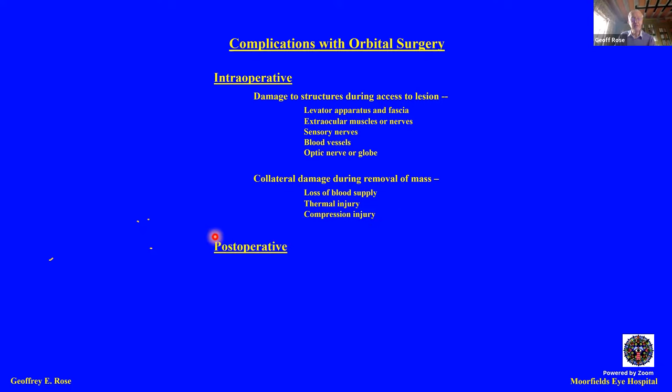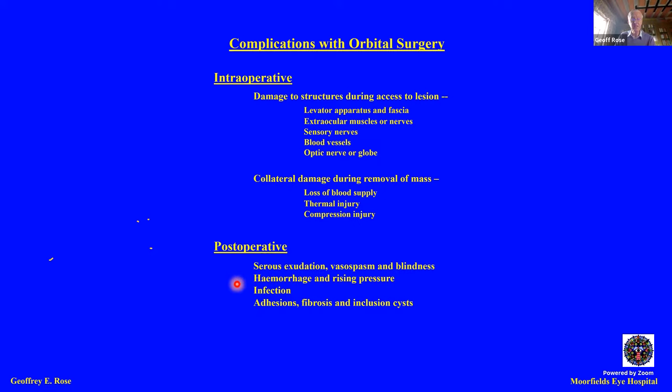And then one has the sort of post-operative changes. For example, serous exudation, vasospasm and blindness, and I will talk quite a bit about that. Hemorrhage within the orbit with rising pressures, infection, adhesions, fibrosis, inclusion cysts, effect on the sinuses and central nervous system, and other problems within the orbit.